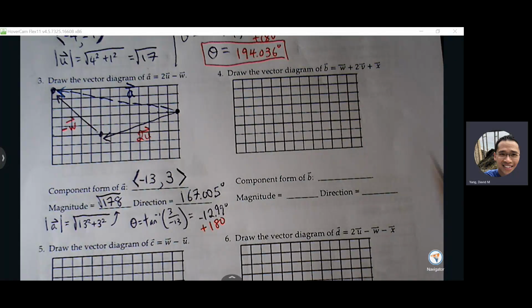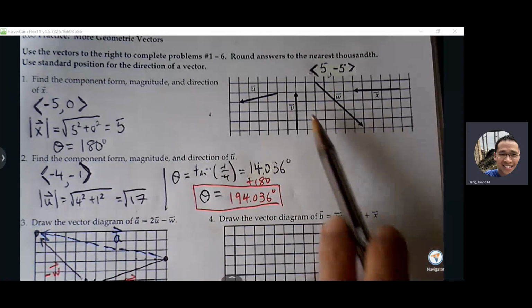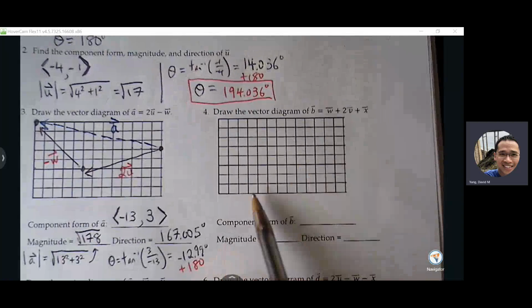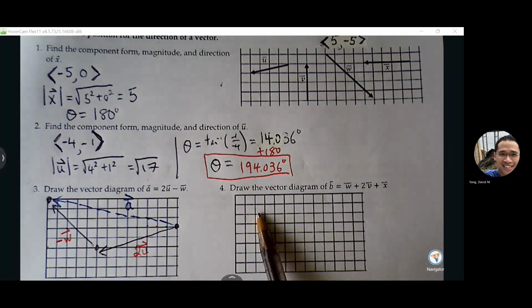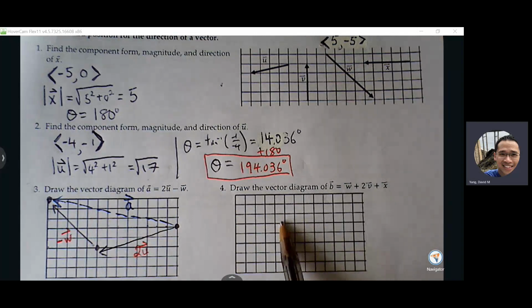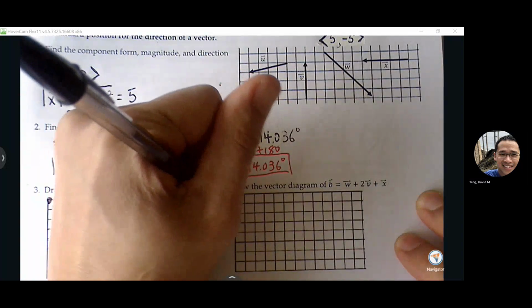Okay, let's map this out a bit. We want to go vector W. So I got to go down and to the right first. And then 2V, I'm going to go straight up. And then plus X, I'm going to go to the left. So I got to go down and to the right, up and to the left. So I'm going to start as far left as I can.